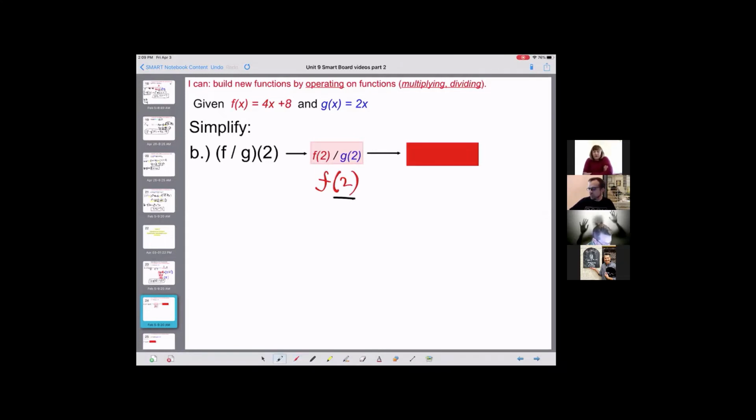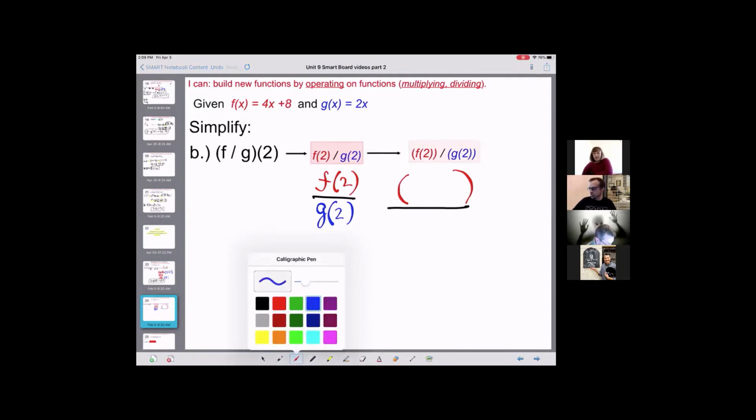Mr. Craig, Mr. Nelson, and I prefer you to write it like a fraction. So f of 2 on top in the numerator, g of 2 on bottom in the denominator, but it's hard for us to type. When you see that next one, you're going to see those parentheses that we've been using so that we can put all of our information for function f in the numerator and all of our information for function g in the denominator. And we will get those filled in.